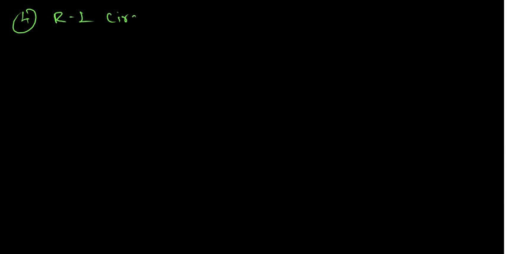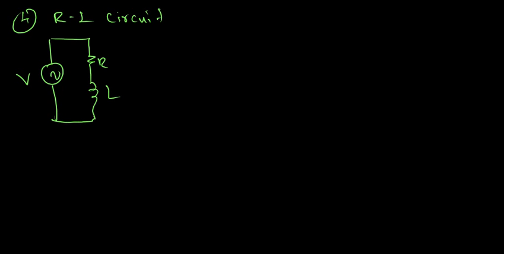An RL circuit means there is a resistor and an inductor. There is a voltage source V, a resistor and an inductor. The current through this circuit I take as I. First of all, we need to find the impedance. So the total impedance is equal to ZR plus ZL, because the two are connected in series.